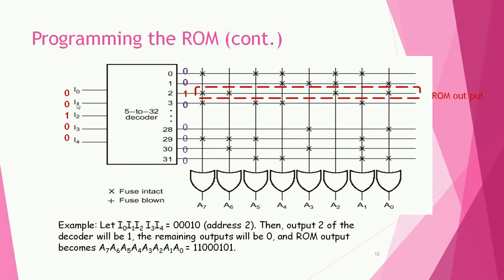The ROM output at that location will be passed to the AND gates, and the outputs will be selected. You will observe the cross marks mean fusible links. The links are present at AND gates A7, A6, then you can observe A2 and A0. So those bits will be 1 and the other bits will be 0. So the output data will be 1 1 0 0 0 1 0 1. This is how the data is read from the ROM. So this is how the output data is taken. So the ROM output is this.